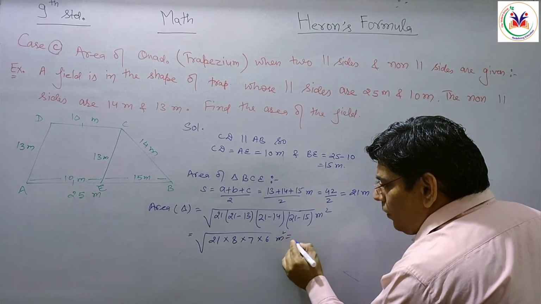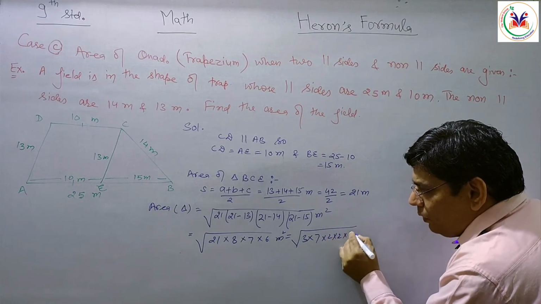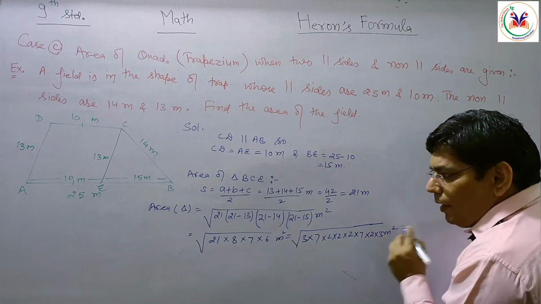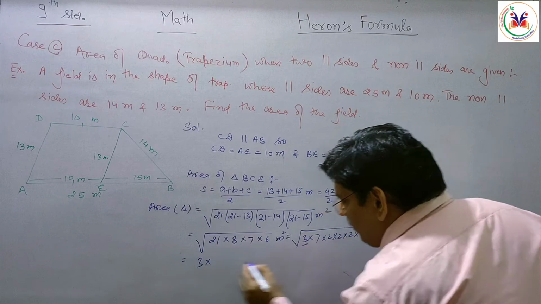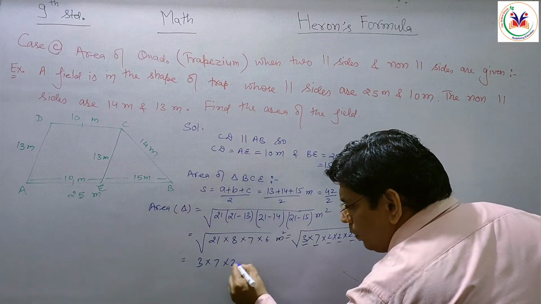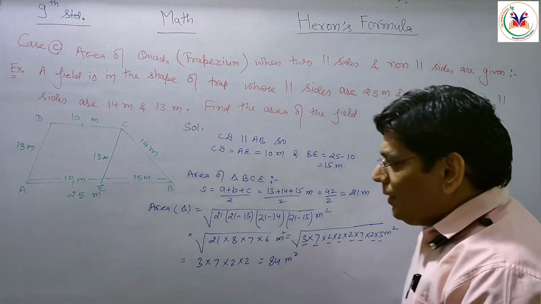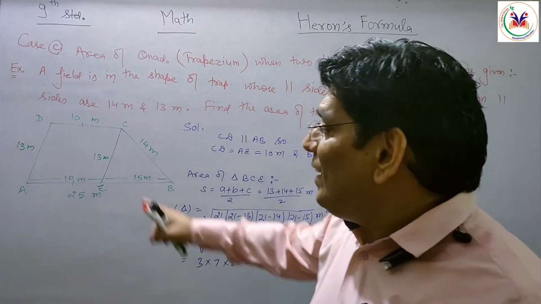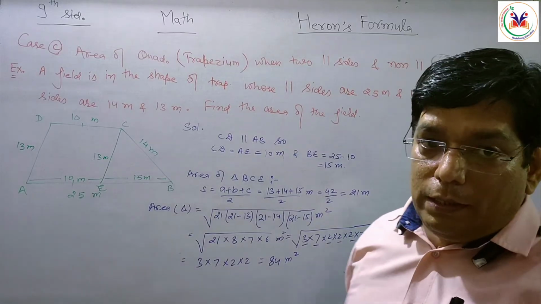Now what should we do? We should calculate the factors of these. 21 we can write 3 into 7, 8 we can write 2 into 2 into 2, 7 as it is, and 6, 2 into 3 meter square. Now we take a pair of those: 3 two times, so we write 1 time here. 7 also 2 times, so we write 1 time. 2 is 1, 2, 3, 4 times, so we write 2 times. 21 into 4 is 84 meter square. Is that clear? Now first of all, we have to calculate the area of the triangle by using Heron's formula. In that situation, the area of the triangle will be 84 meter square.